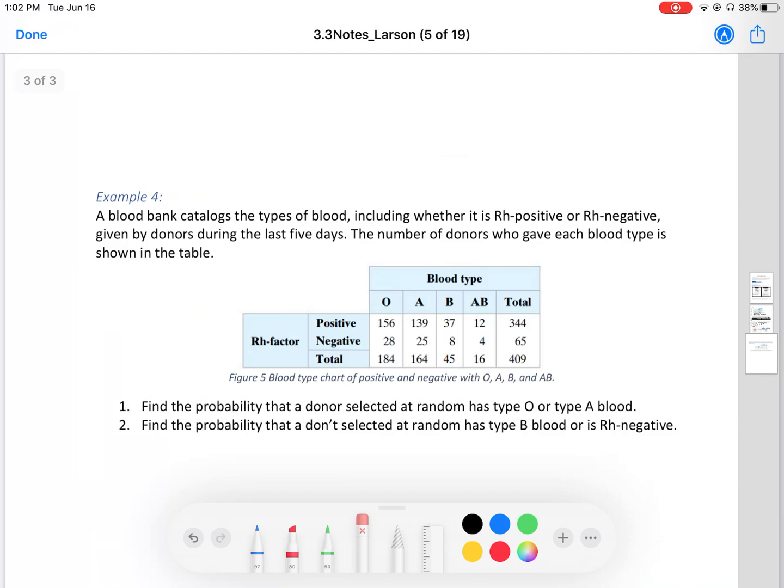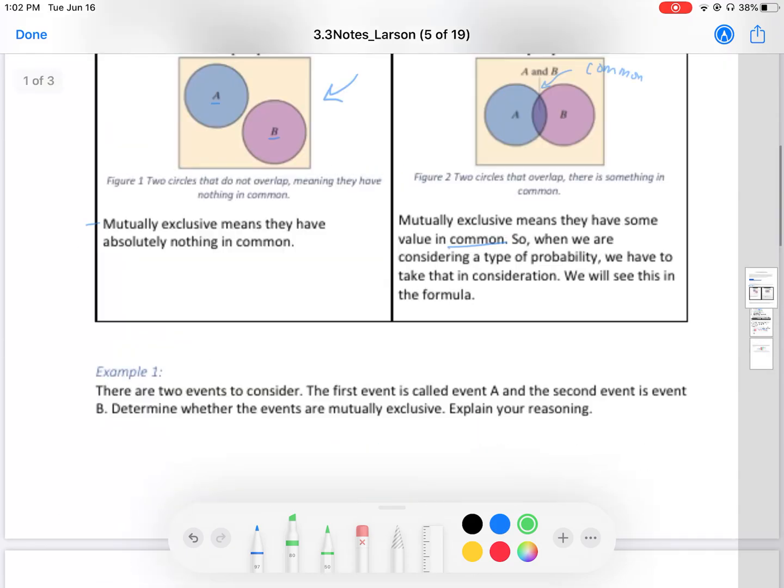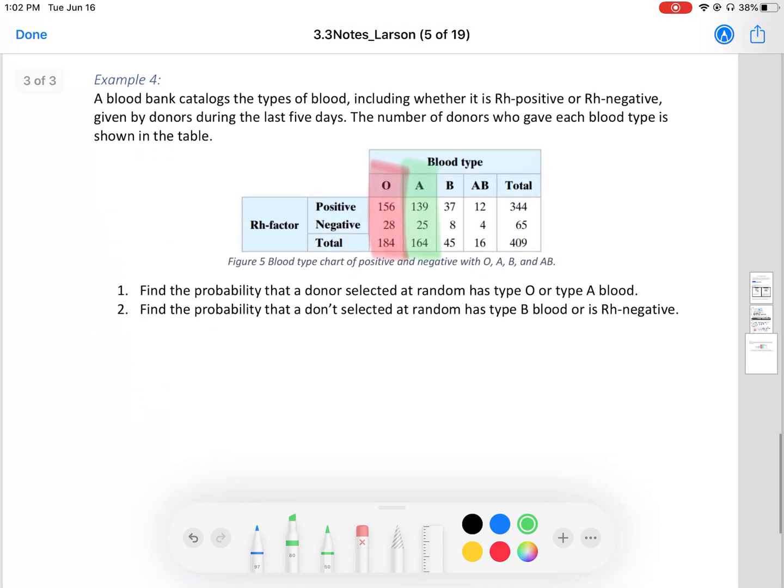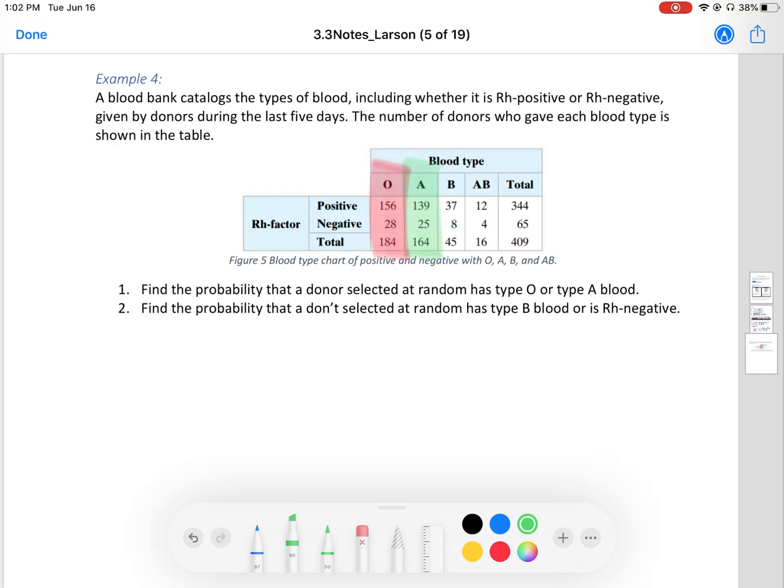Okay, so type O blood is these right here, and type A blood is those right here. Do they have anything in common? No. They would have something in common if maybe we were asked about positive or negative, but they're two different blood types. And each blood type has a total for each one. Okay, so for 1, we see that they're mutually exclusive. And if you want to follow your formula closely, this would follow formula 2.